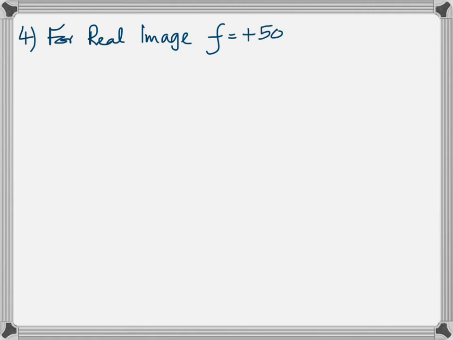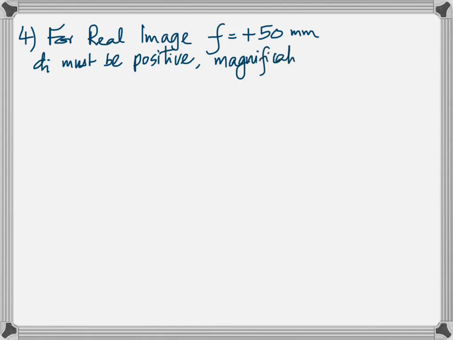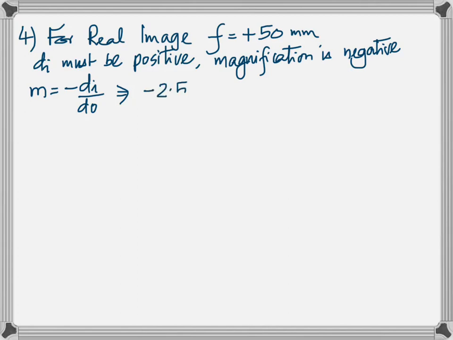Well, F is positive here because it's a 50 millimeter. It's only a converging lens that can produce both real and virtual images. If it must be a real image, di must be positive, and so magnification must be negative. That's m is negative di by do. That's negative 2.5.